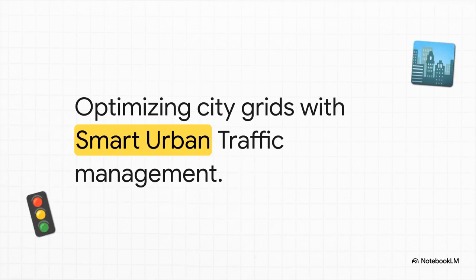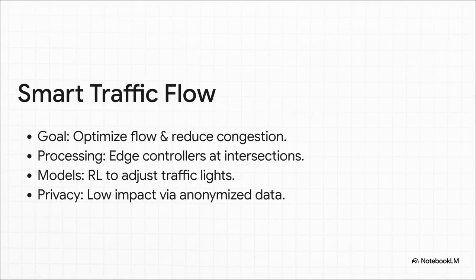Let's completely shift gears and look at a totally different environment. We're moving from a single vehicle to an entire city grid with smart urban traffic optimization. So instead of steering a car, the goal here is to optimize flow and crush citywide congestion. You have edge controllers sitting right at the intersections, gathering data and firing it off to a central server. That server uses reinforcement learning to dynamically adjust the traffic light timing based on real-time traffic flow.